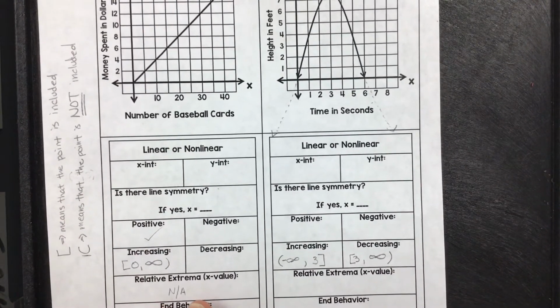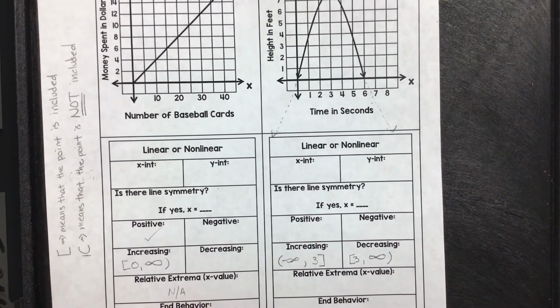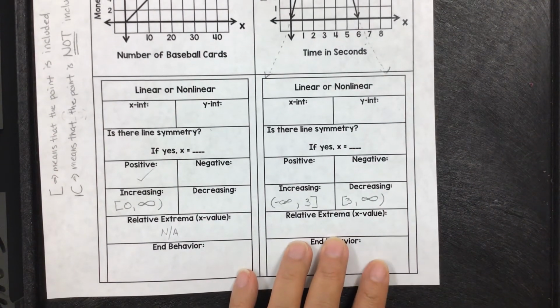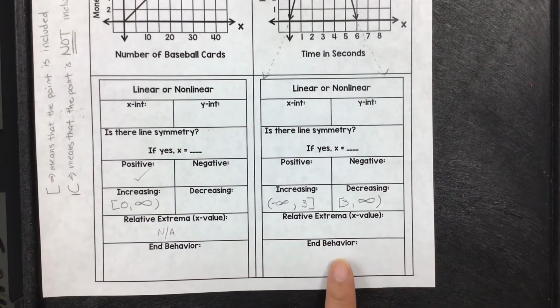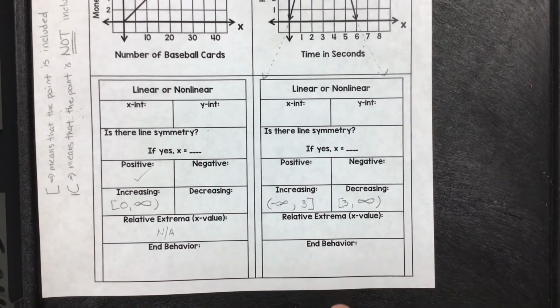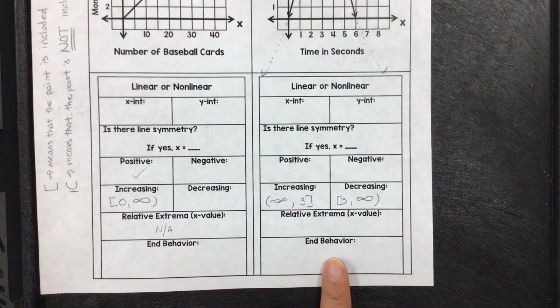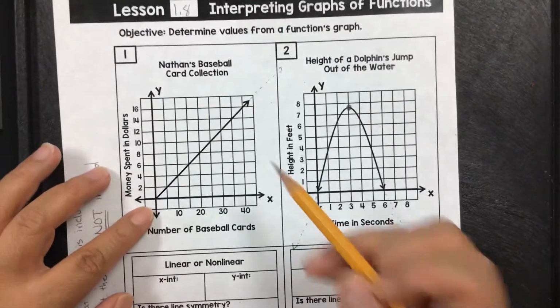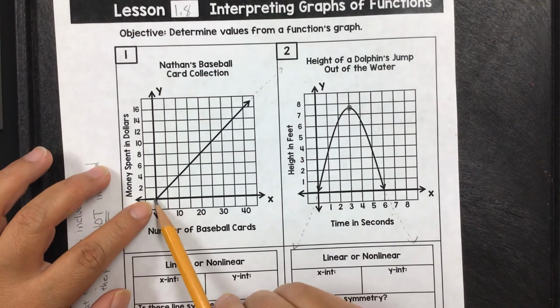Decreasing starts at the 3, which is included, and it goes on forever, going down and down and down, which means that towards the positive direction of x, it is decreasing into infinity. So we're talking about extremes. Where is the location of that extreme? And then the end behavior. This one has the same end behavior on both ends of the graph. On this one, it only has one end behavior because this is the start of the graph.